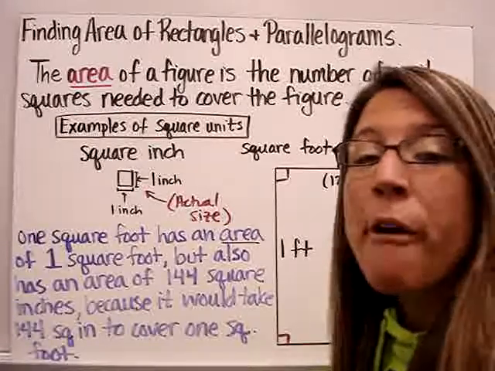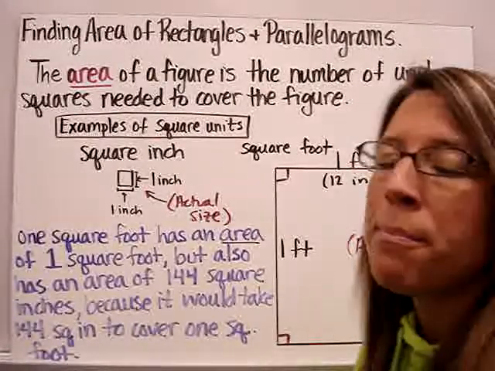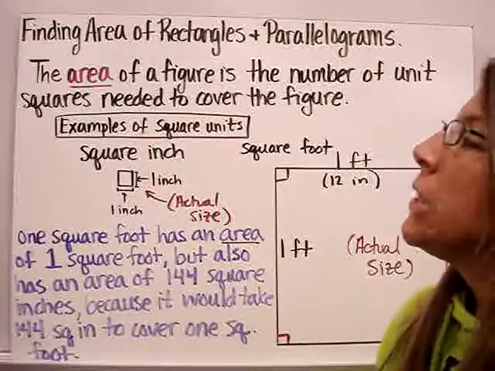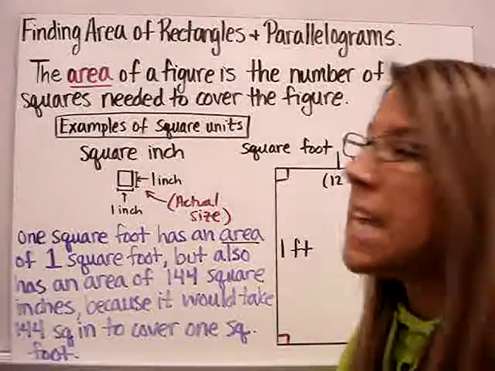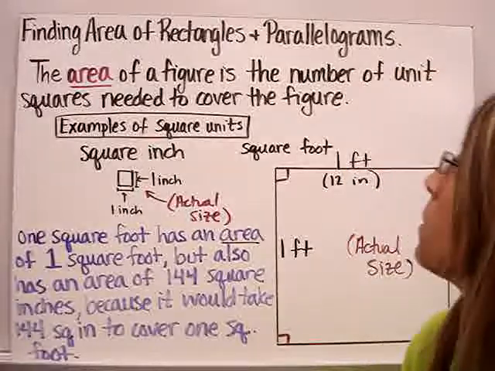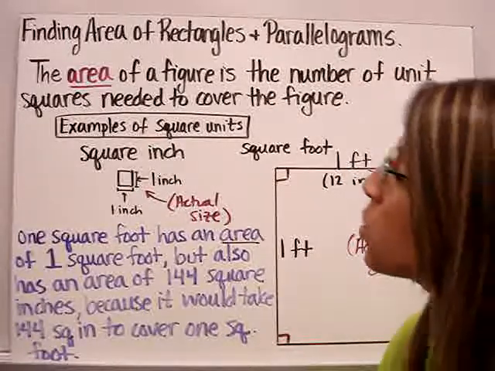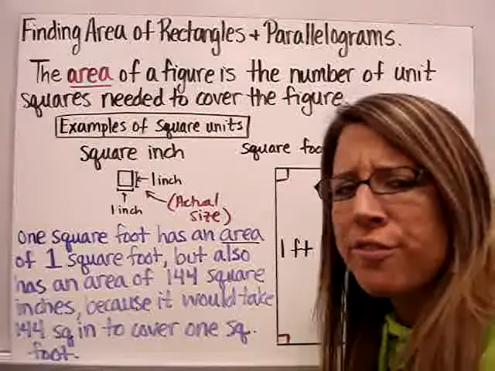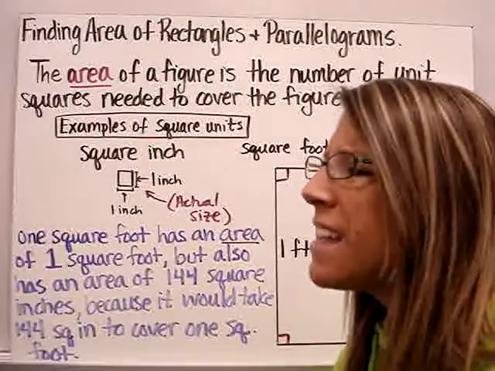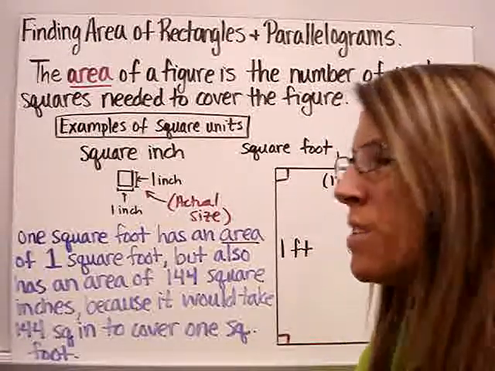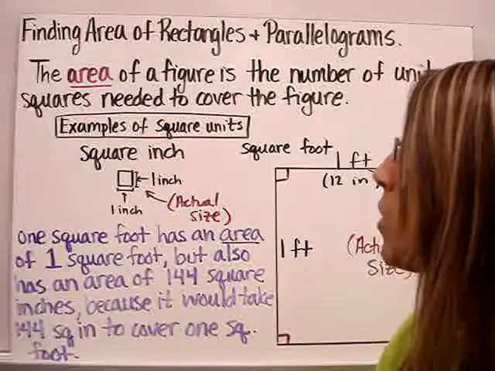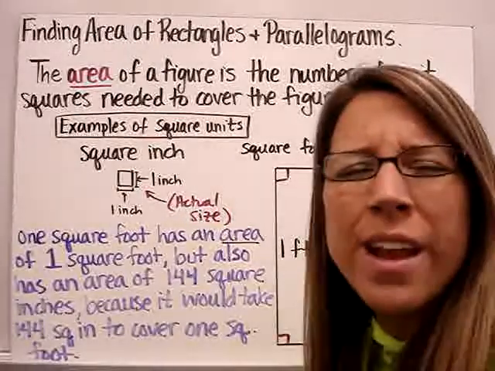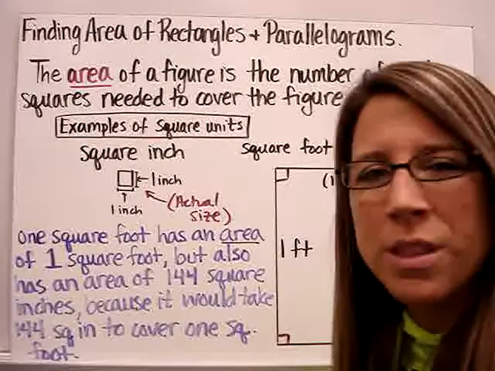In this lesson, we're going to talk about finding area of rectangles and parallelograms. Let me begin by telling you what area is. The area of a figure is the number of unit squares needed to cover the figure. Another way to say that would be square units. Unit squares, square units. So what exactly is a square unit? Because sometimes we don't really know what that is.